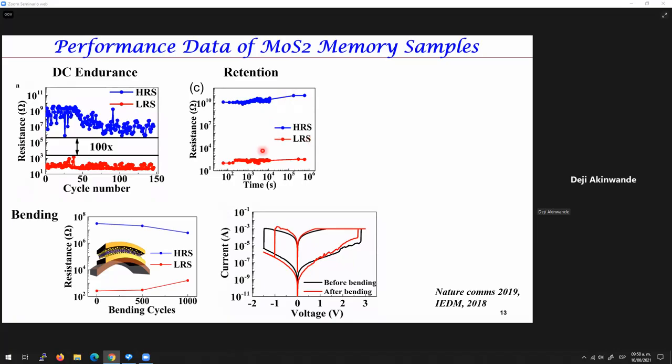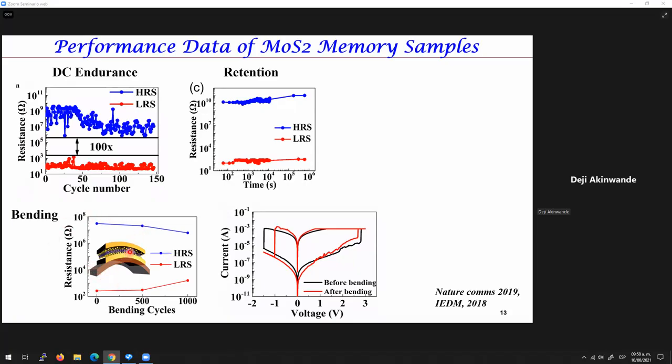Retention, I showed this earlier. Whether it's in the high resistance off state or the low resistance on state, the device can persist in that state. Now, this data is for a week long, but our most recent data, the retention is months long, actually. We don't know what the limit is.